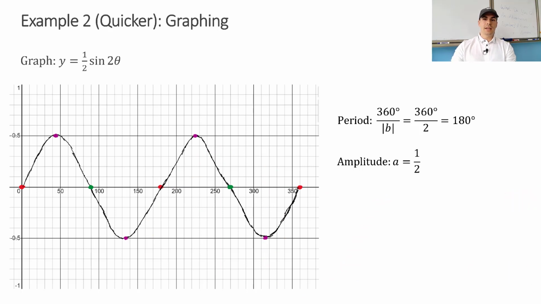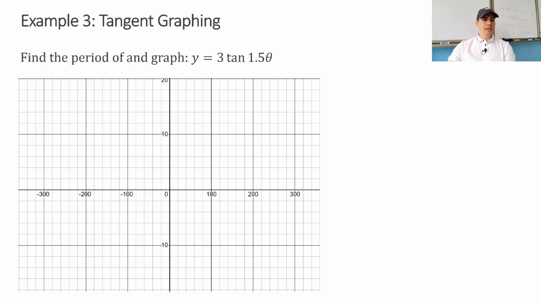All right, let's look now at the tangent graph. We are going to find the period of and graph y is equal to 3 tangent 1.5 theta. So first things first, let's find the period. The period of tangent is going to be 180 degrees divided by the absolute value of b. So that's going to be 120 degrees because our b is 1.5.